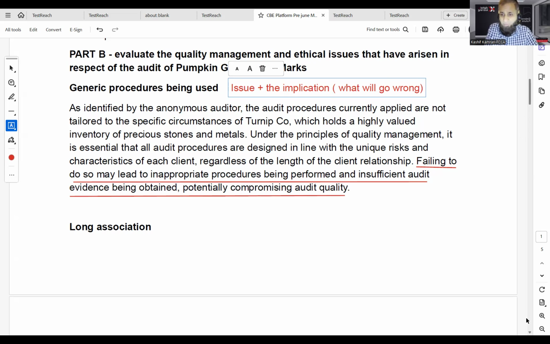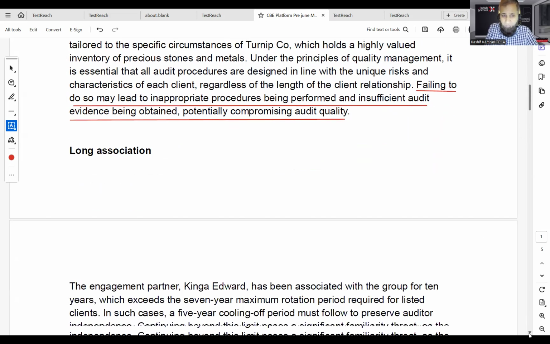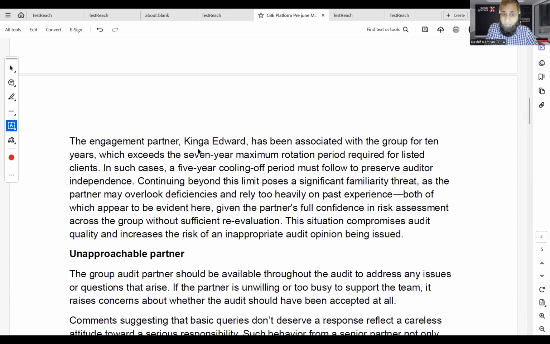Then the student wrote about the long association. The engagement partner, Kinga, has been associated with the group for 10 years, which exceeds the 7-year maximum rotation period required for listed clients. In such a case, a 5-year cooling off period must be followed to preserve the auditor's independence.